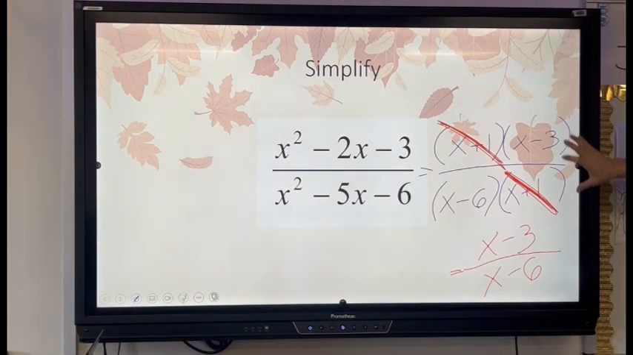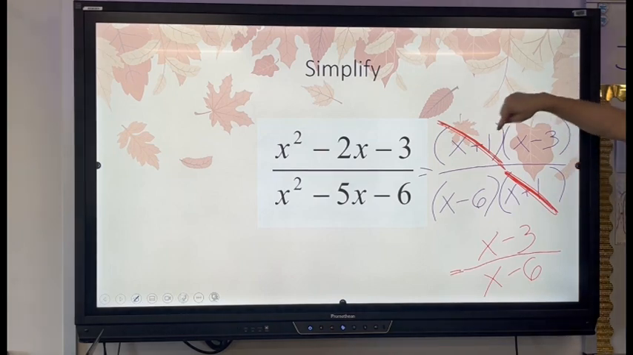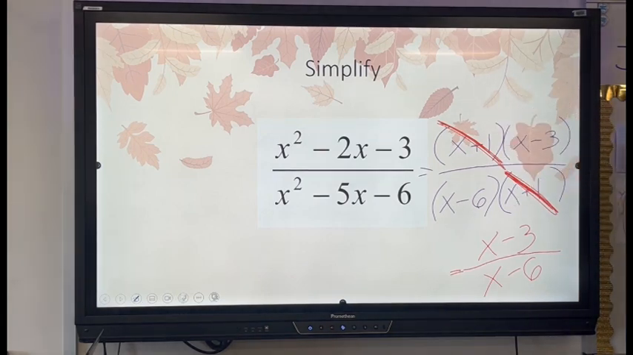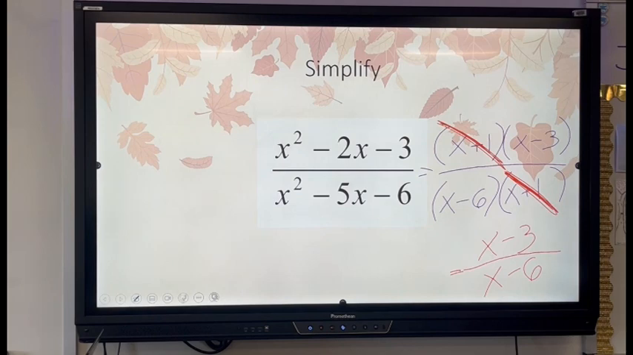Now note you also have some kind of checkpoint here, because the whole goal is to simplify. If you factor and there's nothing to simplify, then maybe you factored wrong. I want to go back and double check. Notice, these two canceled. Perhaps I was on the right track when I factored these two. So you should have something that simplifies.